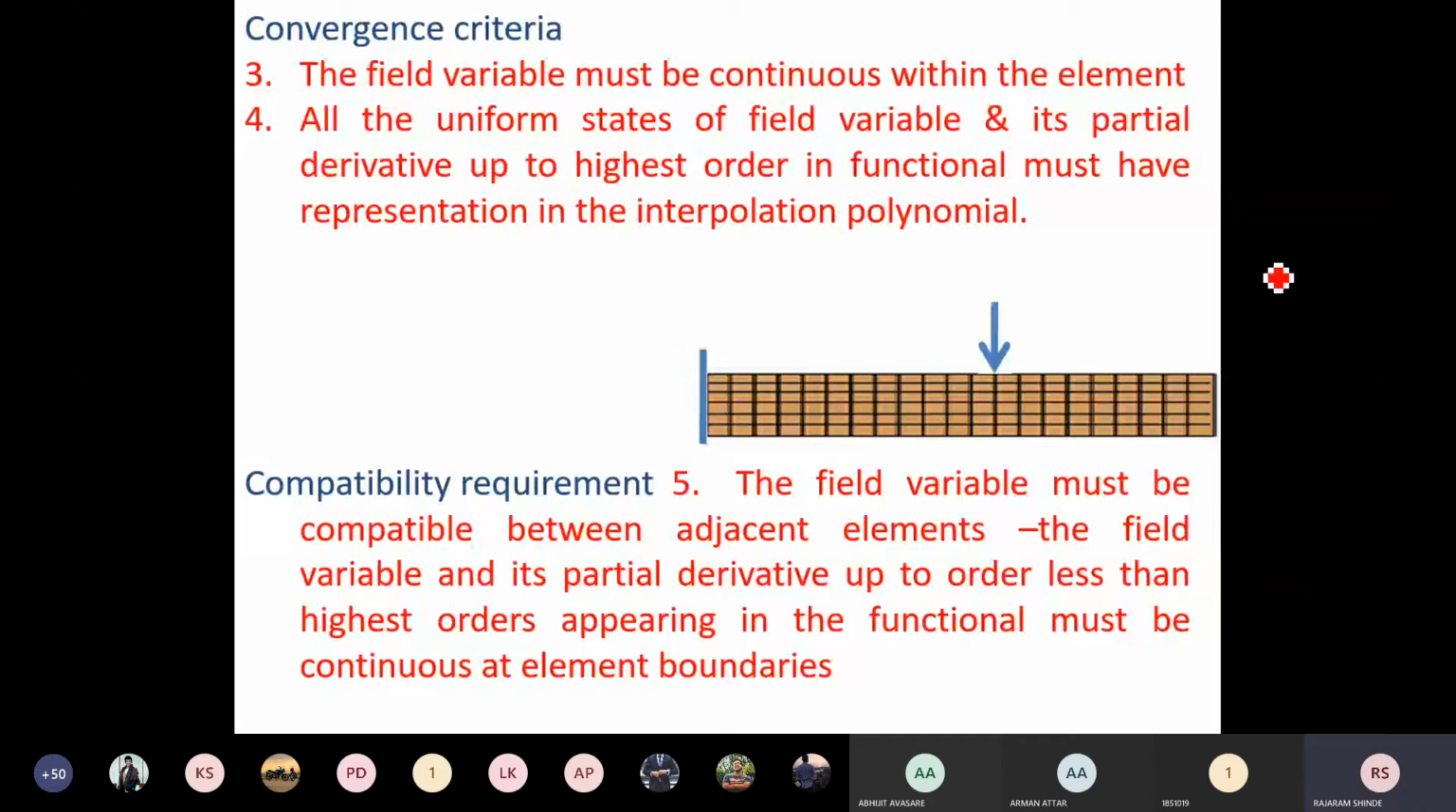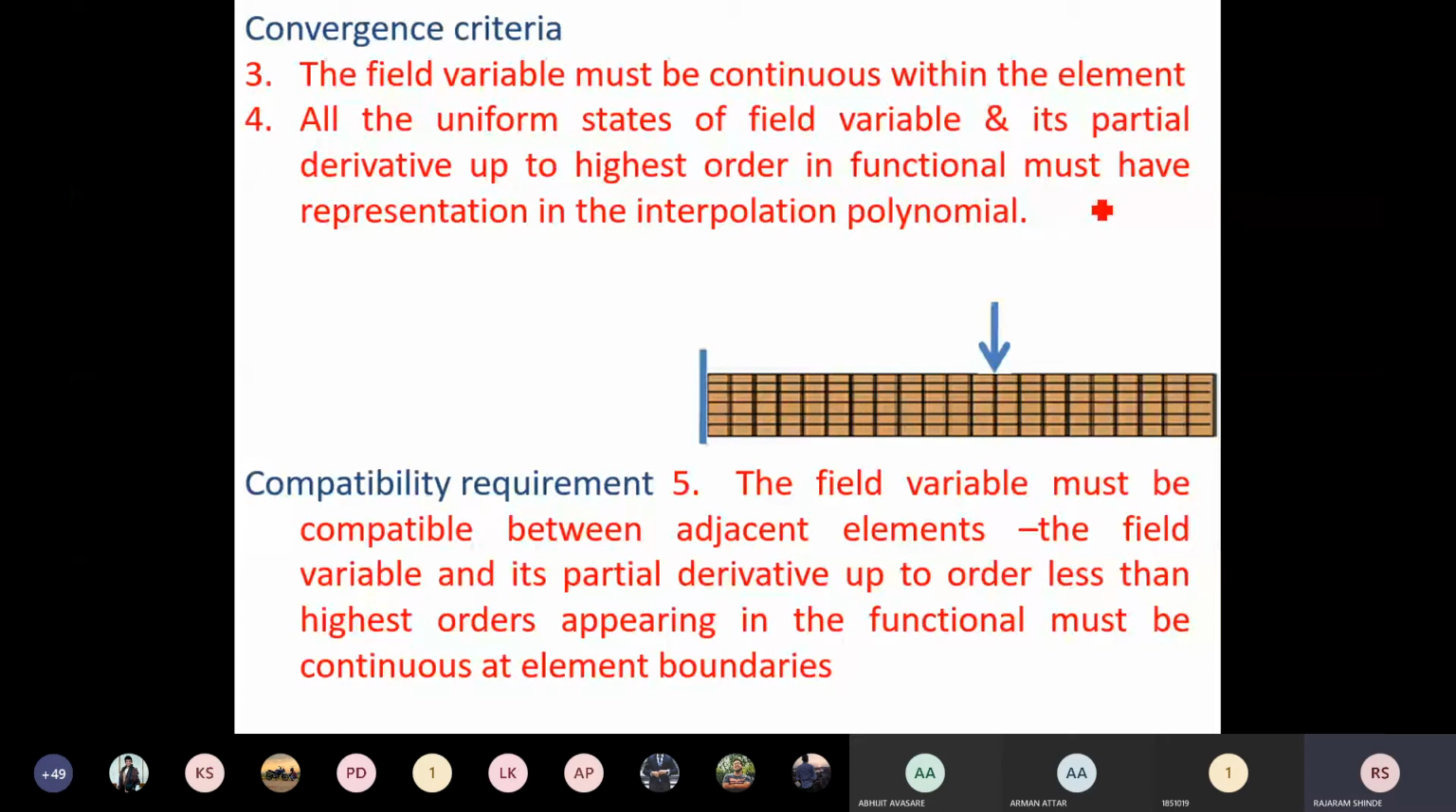Now next one: I have written partial derivative up to highest order in the functional. Functional means what? The functional is the potential energy which we used in the first unit. In mathematics it is known as a functional, and in structural problems it is the potential energy. Now for the partial derivative up to the highest order in the functional, there is some derivative in the functional, and that should have a representation in the interpolation polynomial.